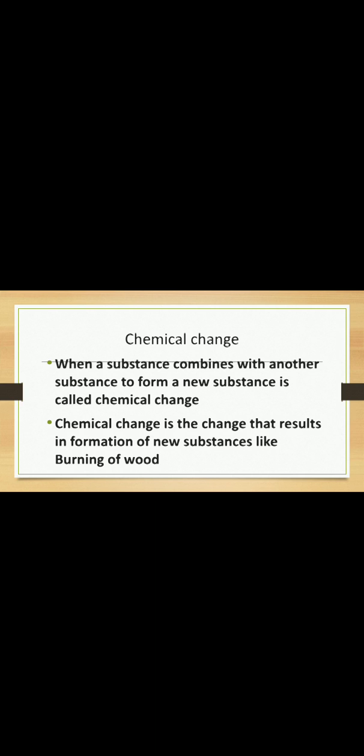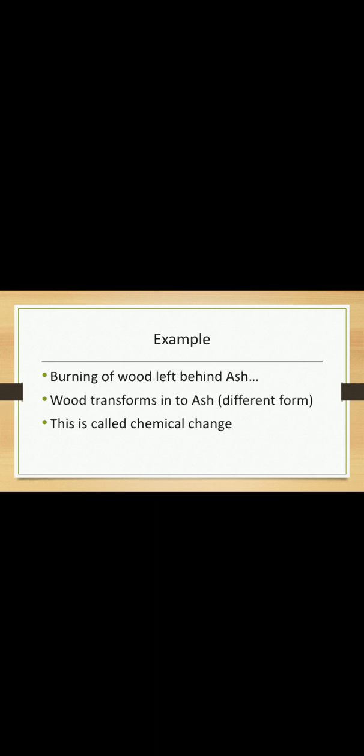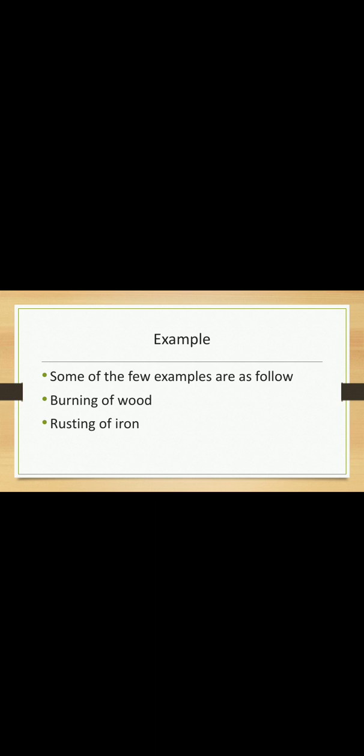For example, burning of wood is an example of a chemical change. When we burn the wood, it leaves behind ash. The wood transforms into ash. Ash is a different form as compared to wood. So, in this case, there is a formation of a new substance. So, this is the chemical change.